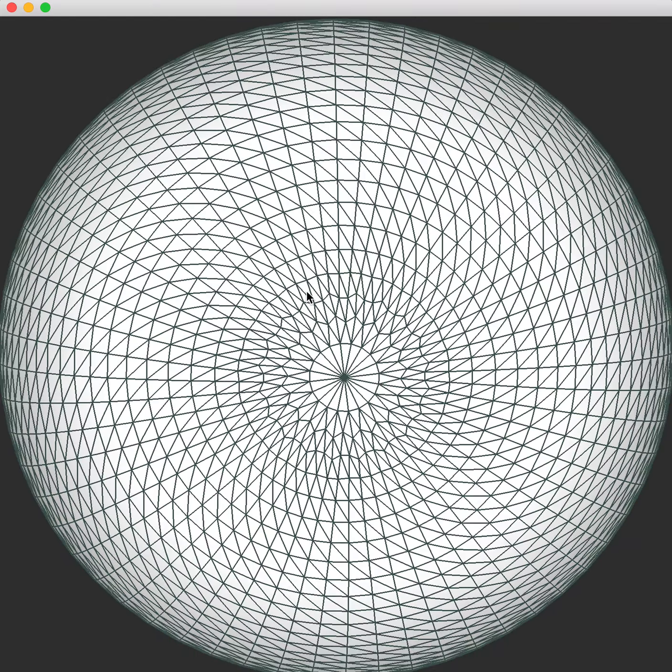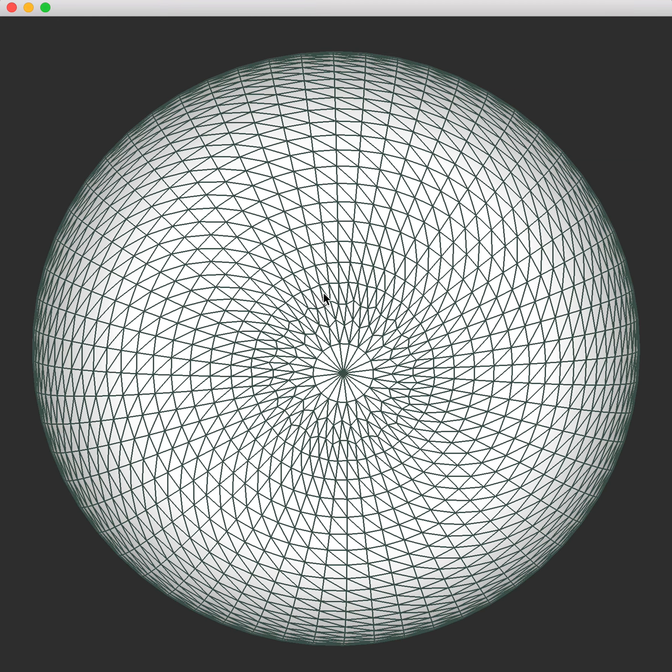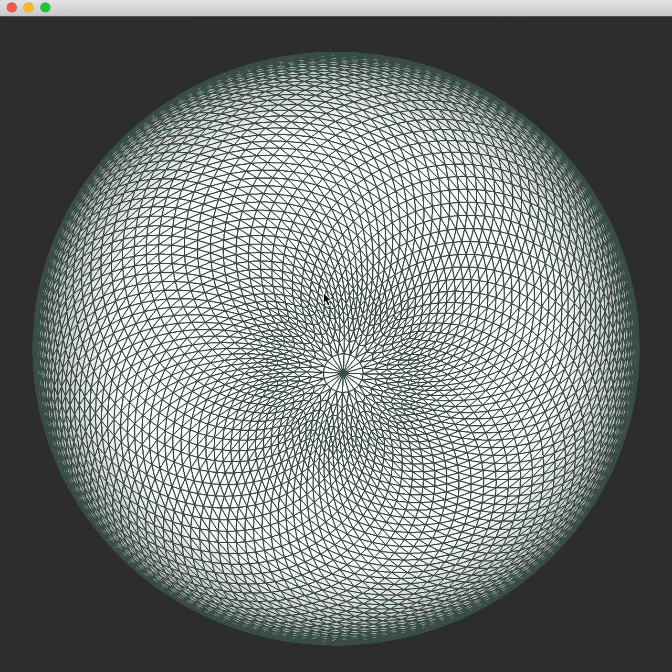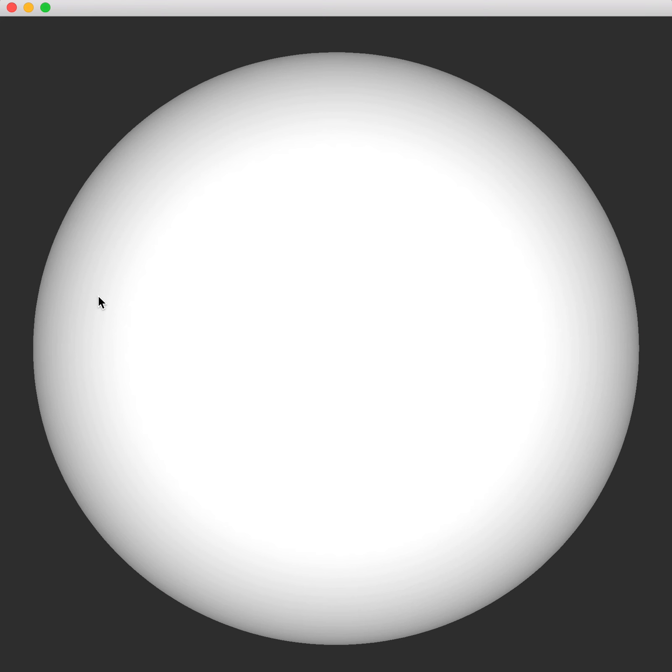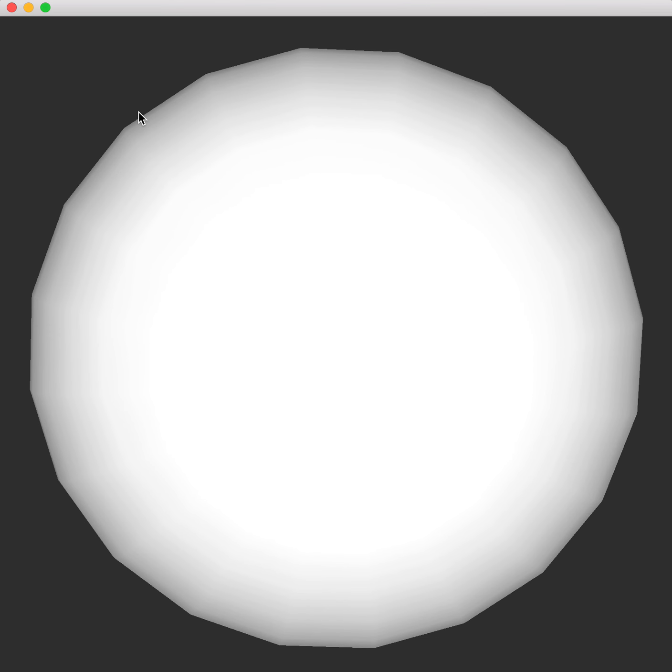Zooming in a bit, we can also see that the outline of the sphere gets smoother and smoother. Here is the original shape for reference. And you can see clearly that the outline was very smooth.